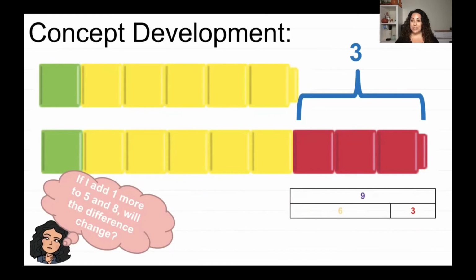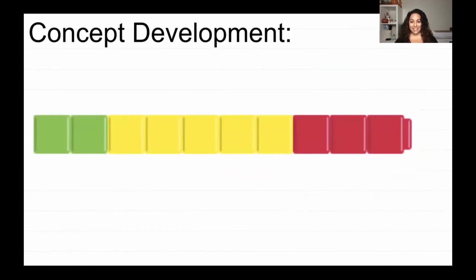So let me show you another tape diagram that shows you what that is. 9 is the whole, and 6 and 3 are my parts. So 9 is 3 more than 6, or I can say 9 take away 6 equals 3. Okay, so let's go ahead and try something different.